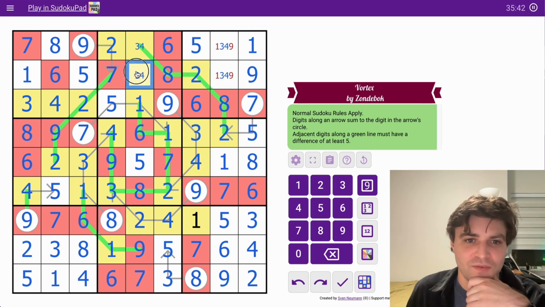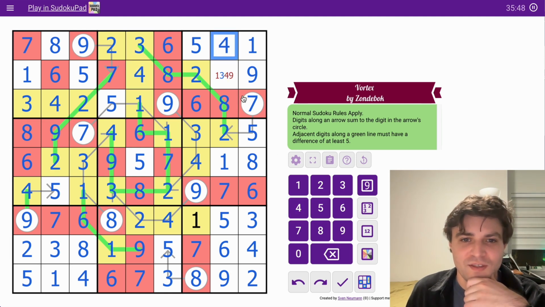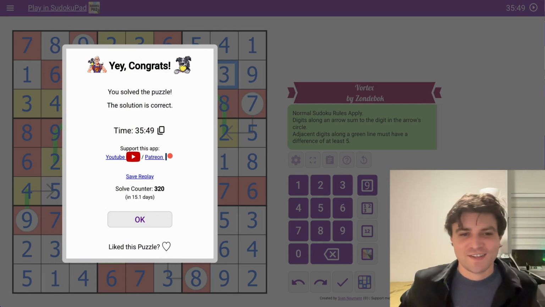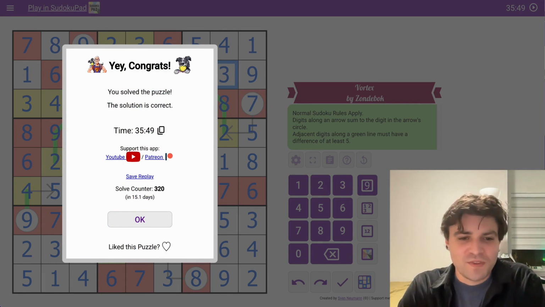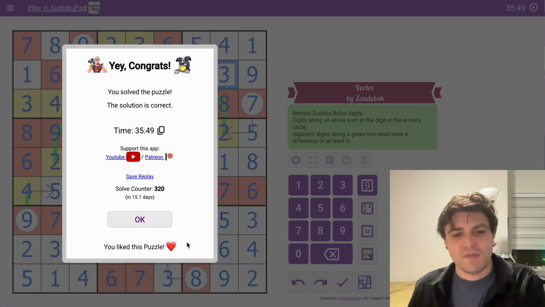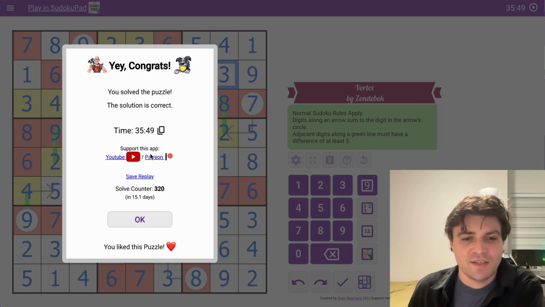Now you are going to be 3 and 4, but you can't be a 4 because of this 8. So you need to be a 3, you need to be a 4, you need to be a 4, you need to be a 3, and we solved the puzzle in just under 36 minutes. We were the 320th solver. I don't remember, but maybe when we started we were 319 and maybe nobody solved it in that intro, but I don't know, maybe it was many people.